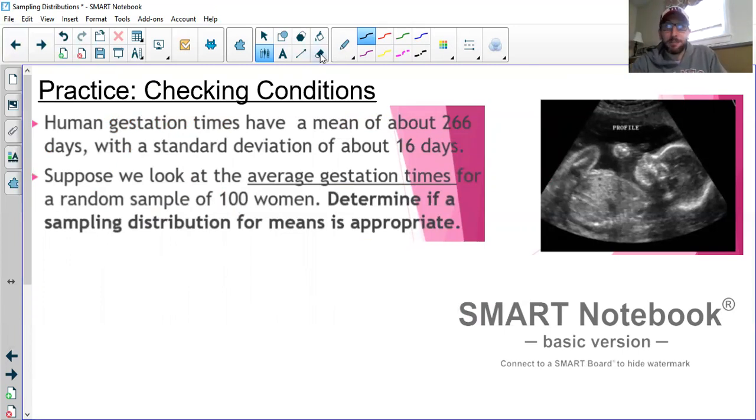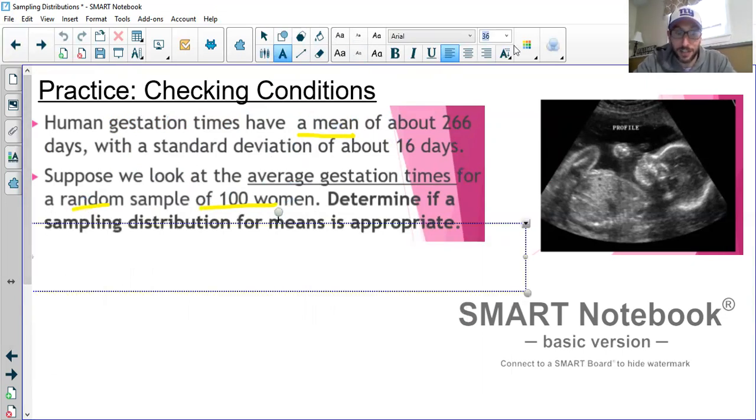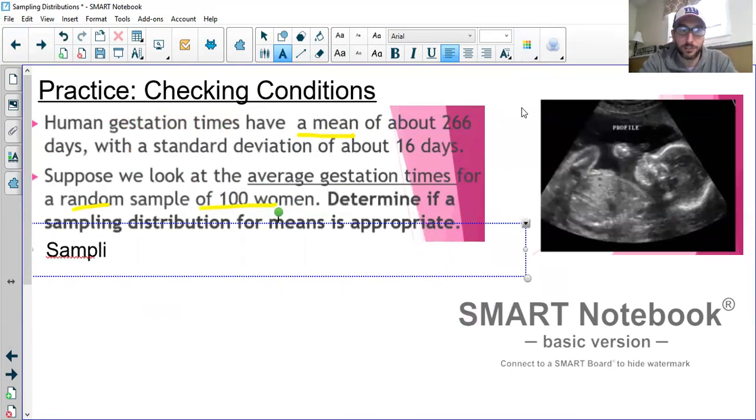So this time we have a sampling distribution for means, which is hopefully immediately obvious. So we've got human gestation times with mean of 266 days, standard deviation of 16 days. We're going to look at average gestation times for a random sample of 100 women. We want to see if a sampling distribution for means is appropriate. So this time, instead of naming the sampling distribution at the end, I'll just have it as my title, sampling distribution for means.